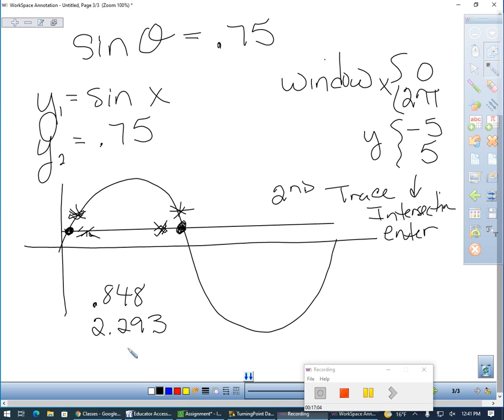Okay? All I'm asking you to do for some of them today is we're going to graph them and find the intersection points. All right?